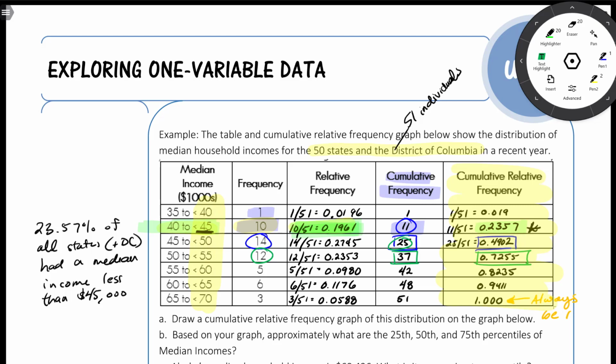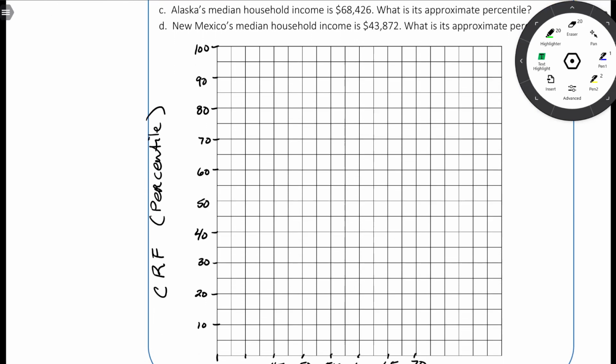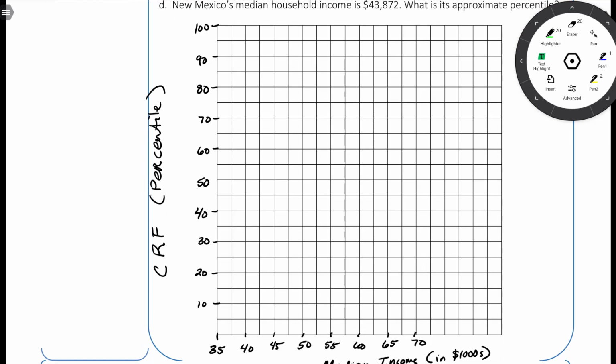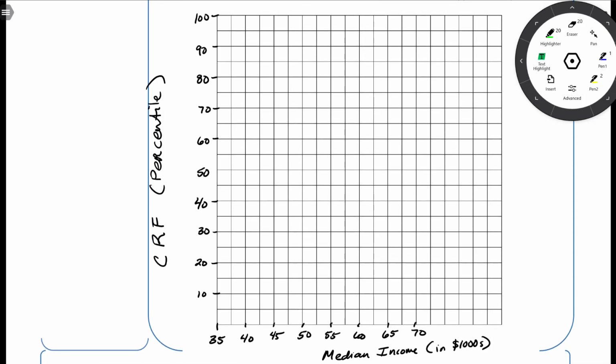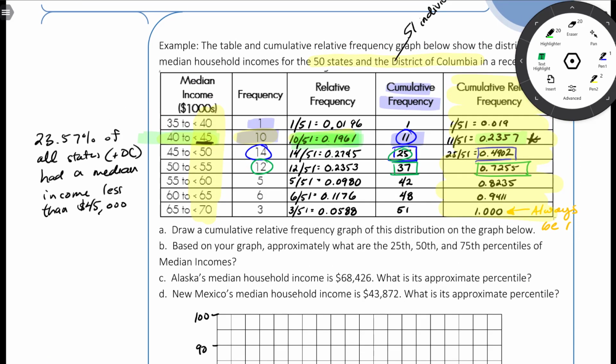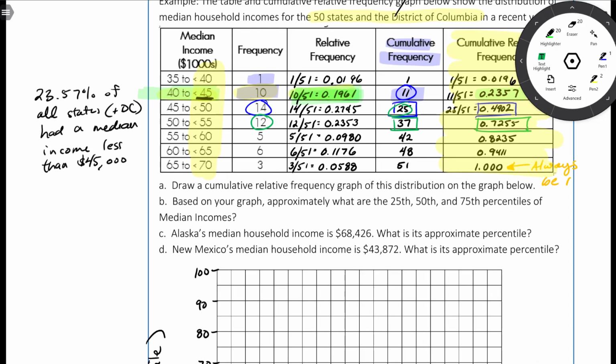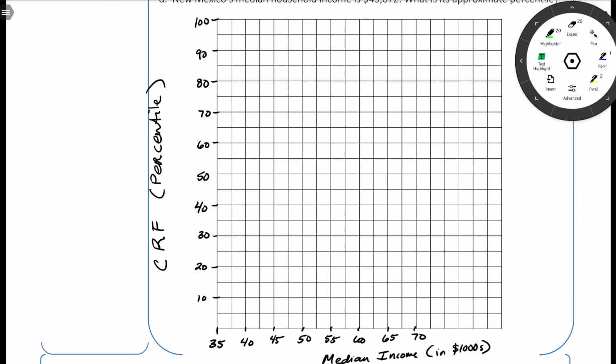Let's get to it. On my y-axis, I have my cumulative relative frequency, and on my x-axis, I have the median income, in terms of thousands of dollars. Notice I start at 35, because that's my lower bound threshold. There was no state that had a median income less than $35,000. But if I go back up and look at my CRF table, I had 0.0196 as my cumulative relative frequency. So that's going to be my y-coordinate, and my x-coordinate is going to be the end of that boundary, right about here, at 40,000.